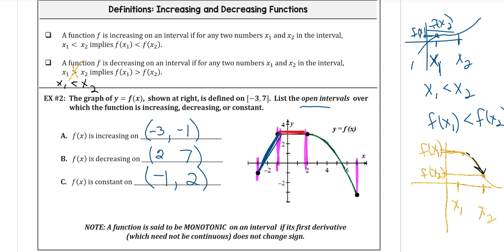Little note here, a function is said to be monotonic on an interval if its first derivative, which does not need to be continuous, does not change sign, which means it has the same direction through the entire interval. That's what monotonic means. Okay, so we'll stop here, and I'll finish in the next video.